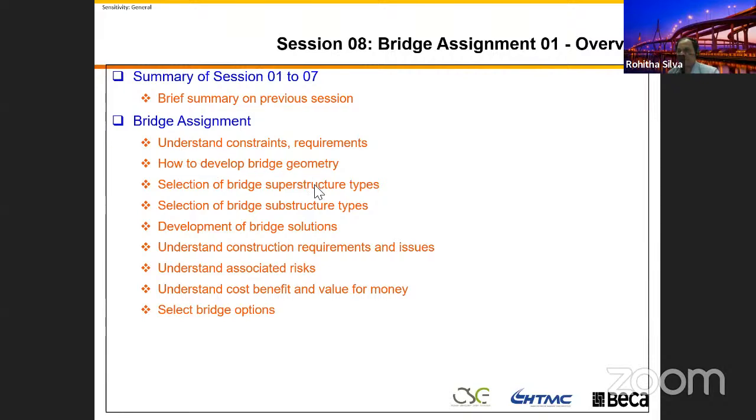Then, how to develop a bridge geometry. That's the first thing you should do. A lot of input is coming from road engineers. Then we select the bridge types, which I explained to you and you will see them. And then we select the bridge substructure type, then the bridge solution, then understand the construction and other issues related to your solution, then the associated risk, understand the cost benefit and value for money, and select the bridge option.